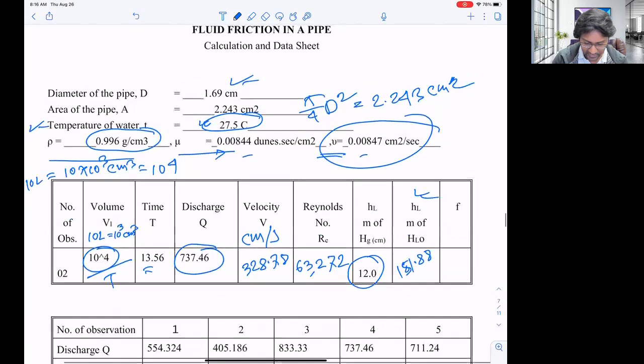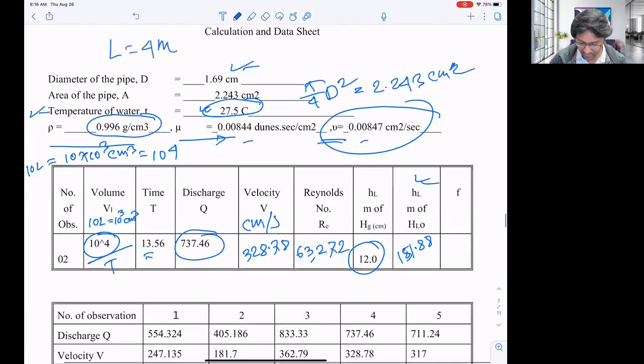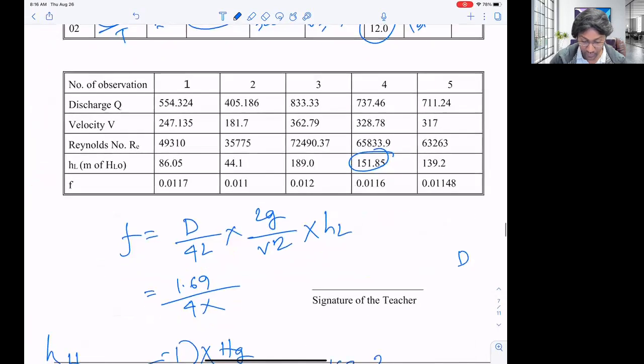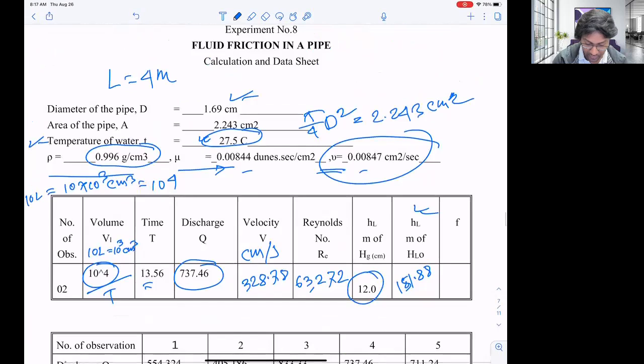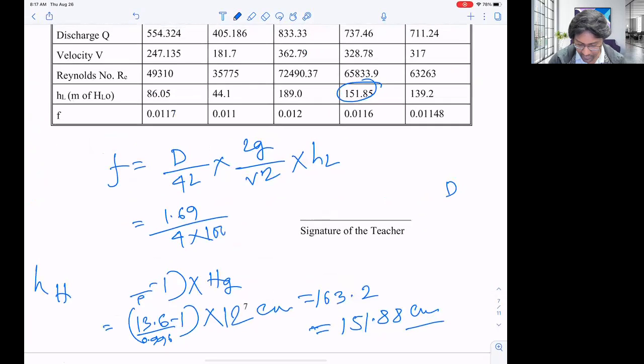The length L was not 4 meter, it was 1 meter. Oh, it is 1 meter, not 4 meter. Okay, it is 1 meter, 100 centimeter. So we have to multiply by 100, and we have 2 into 981.